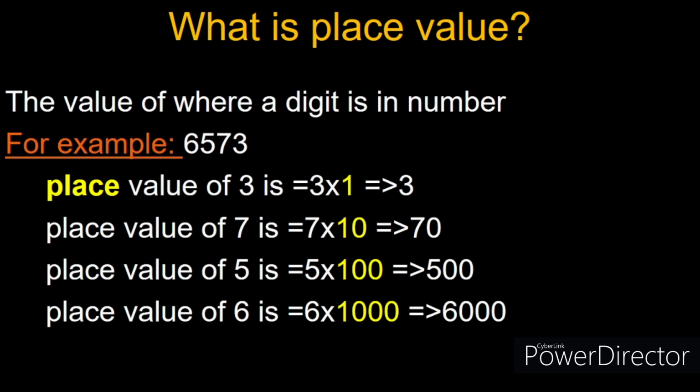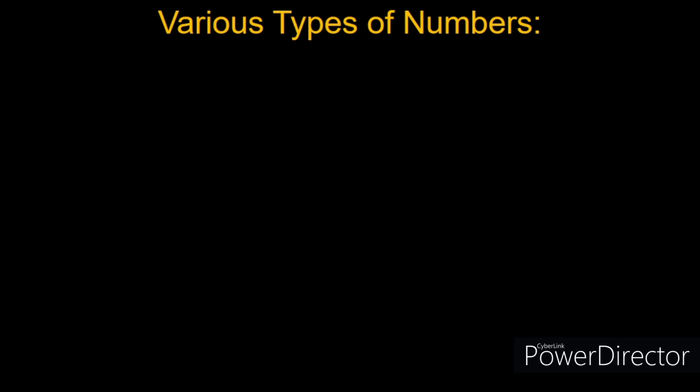Place value and face value are the basics. These questions will not be asked in aptitude, but we need to know what face value and place value are. That is the basics of numbers. Next, various types of numbers. We have seen from our childhood that there are various types of numbers, like natural numbers, whole numbers, composite numbers, co-prime numbers. We are going to overview these numbers so that we can easily understand the upcoming videos.